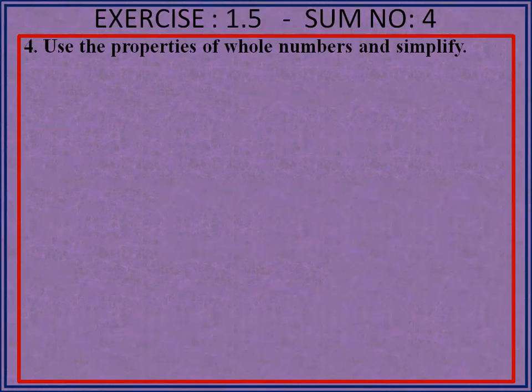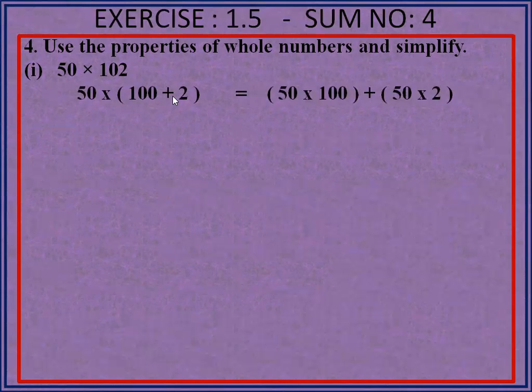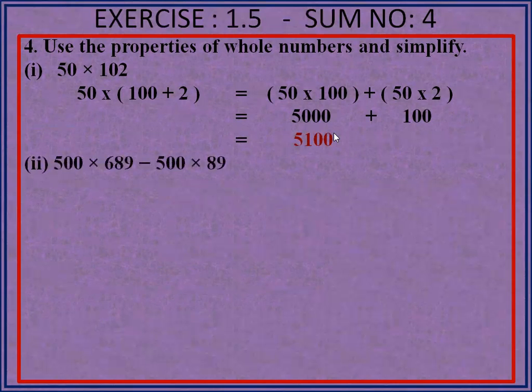Use the properties of whole numbers to simplify. 50 into 102. 102 can be written as 100 plus 2, where you can use the distributive property of multiplication over addition. So 50 into 100 plus 50 into 2. So you get the answer as 5,100.